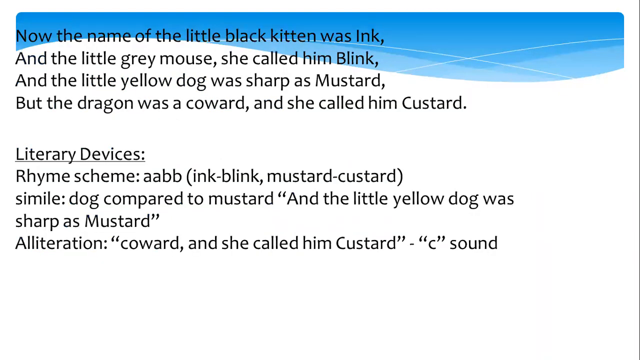Now the name of the little black kitten was Ink, and the little gray mouse, she called him Blink, and the little yellow dog was sharp as mustard, but the dragon was a coward, and she called him Custard.